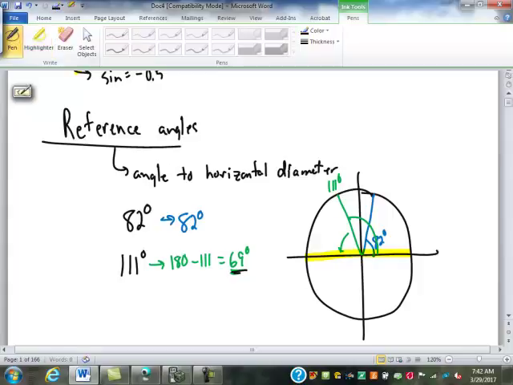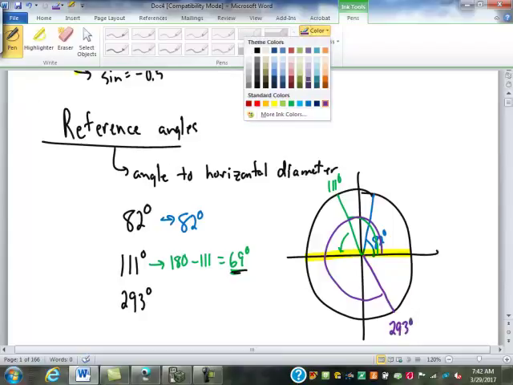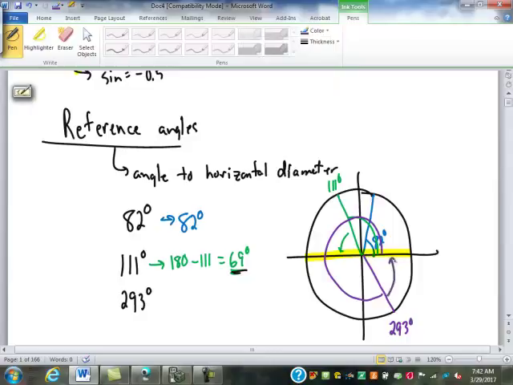So if I give you 293 degrees. Well, 293 degrees, there's 90, 180, 270. So 293 has to be somewhere in here. So the closest shot back to the reference diameter is right there. So that's the difference between the 293 and 360. So you are absolutely correct. It is 67 degrees.